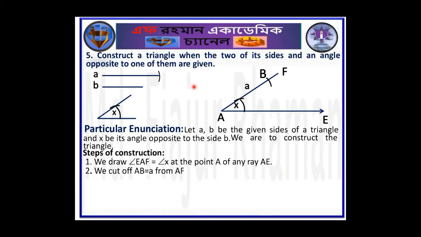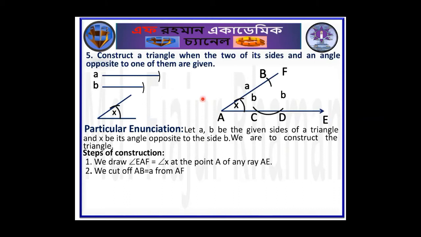And then with center at the point B and radius equal to b, we draw an arc on AE, cutting it at the points C and D.